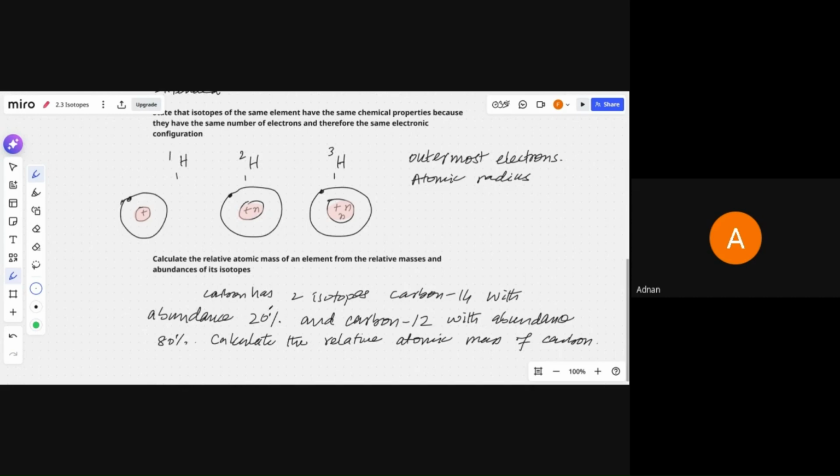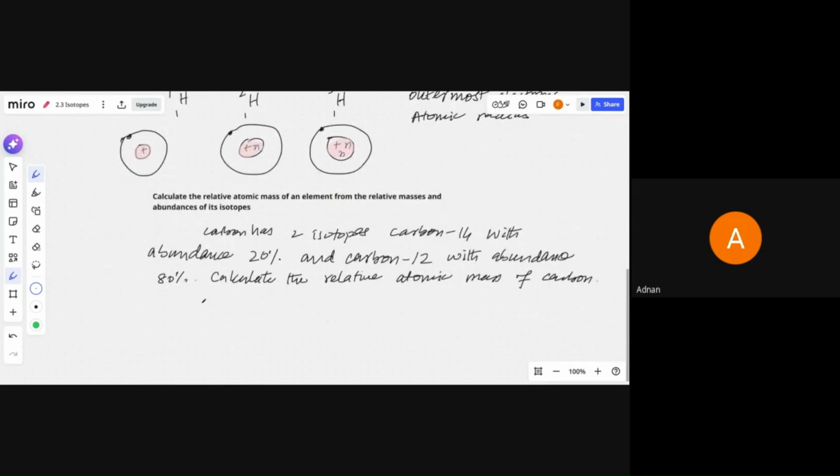This is how the question will be structured. You will be given the masses and their percentages, right? So for carbon 14, the abundance is 20%, and for carbon 12, the abundance is 80%. So how do we solve this now?